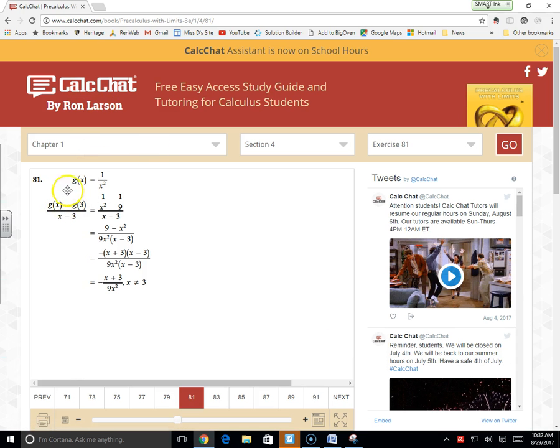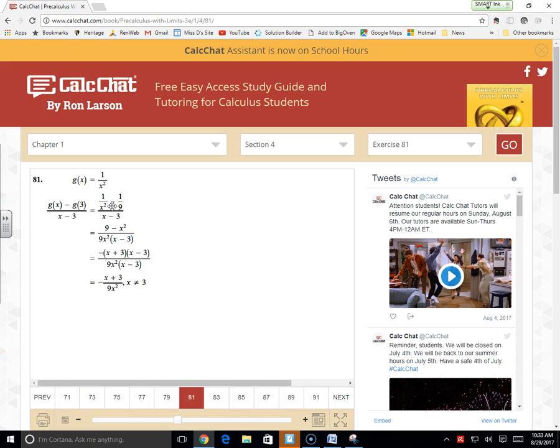Did they show plugging in g of x to the piece? Yes. Did they show plugging in g of 3? Kind of. They didn't show what it was before 1 ninth. What was it before 1 ninth? 1 over 3 squared. Good. So they plugged in g of x where it's supposed to go. They plugged in the 3, but they just simplified, so 1 over 3 squared is 1 over 9. They wrote the division, they wrote the x, they wrote the minus 3. Oh dear, how'd they go from there to there?